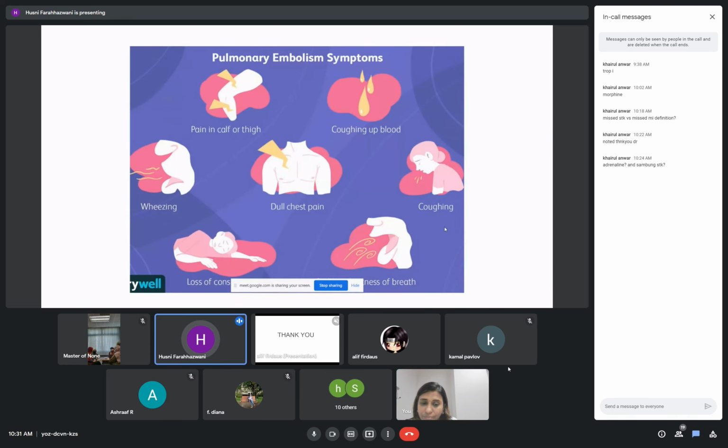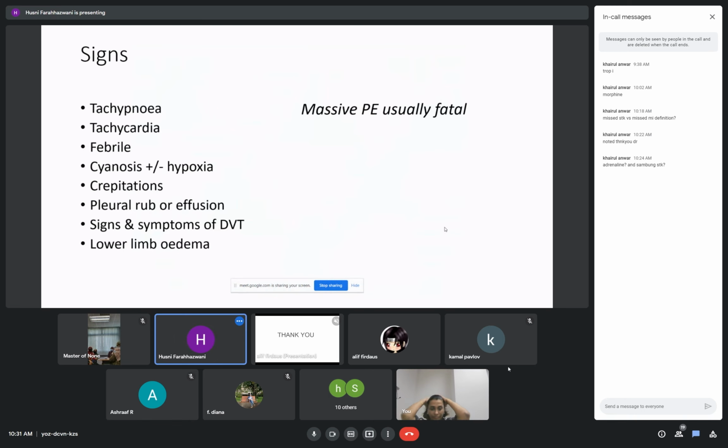So the symptoms and signs for pulmonary embolism usually will be vague, but some of the symptoms that patients may present with are pain in the calf or thigh, and coughing. They can come with coughing out blood also, dull chest pain, wheezing, loss of consciousness, and shortness of breath. The signs: massive PE usually is fatal, so the patient can present with tachypnea, tachycardia, febrile, cyanosis, crepitations, pleural rub, and signs and symptoms of DVT: unilateral lower limb swelling, and pain, warm, erythematous.